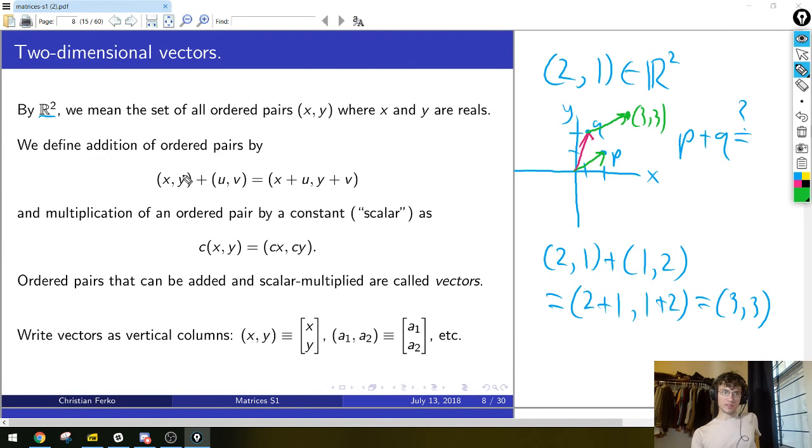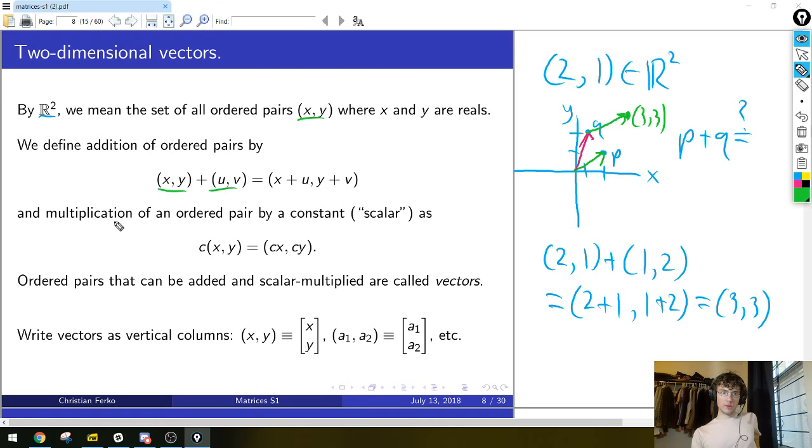What's the algebra of this? So again, we're discussing all ordered pairs of reals. We define addition in the most obvious way you could think of. You take 2 ordered pairs x, y, and say u, v, and add the first components x plus u, add the second components y plus v.